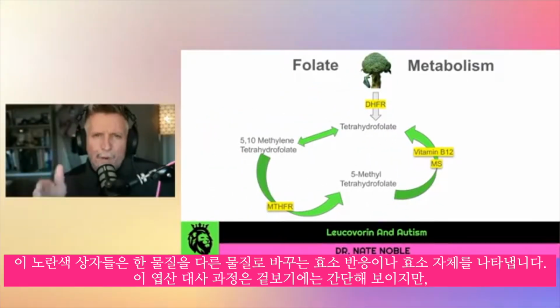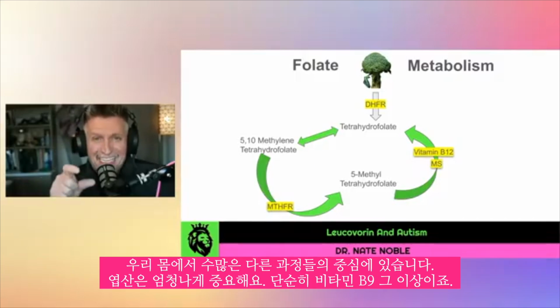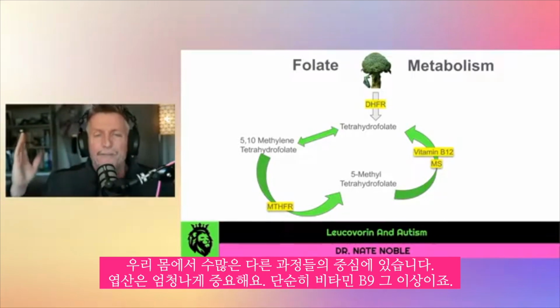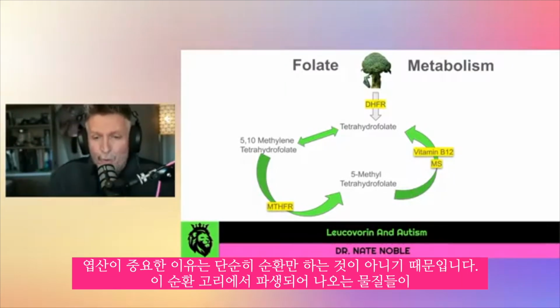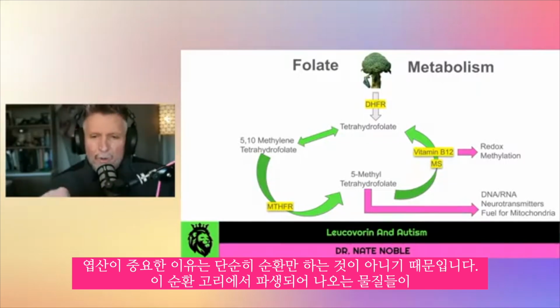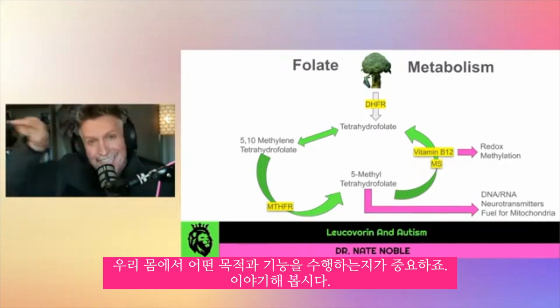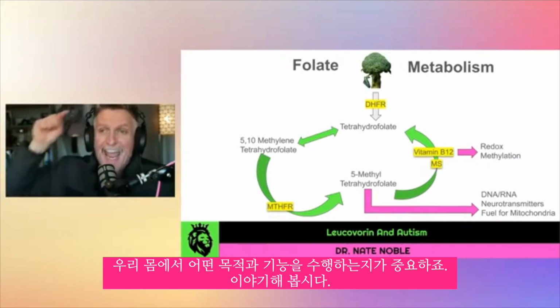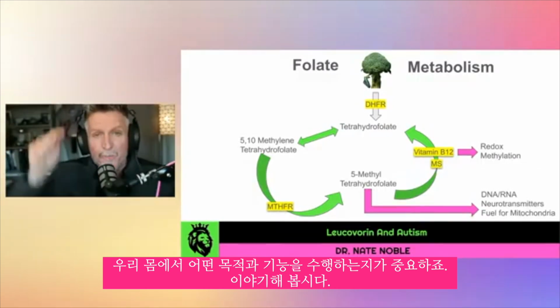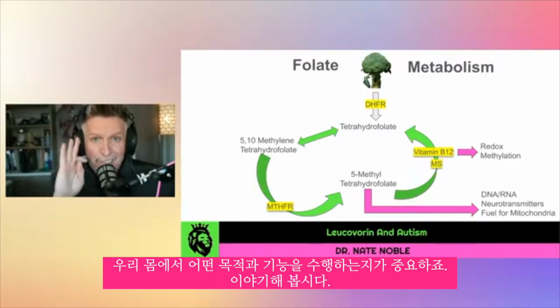And folate metabolism, okay, it looks pretty simple when you look at it, but it sits in the middle of like a million different processes in the body. Folate is super important, right? It's more than good old vitamin B9, right? Folate is important, and it's important because it doesn't just go around in circles. It's important because of what spins off of these circles and what those products, that downstream revenue of folate, do. What's their purpose? What's their point? What's their function? Let's talk about it.